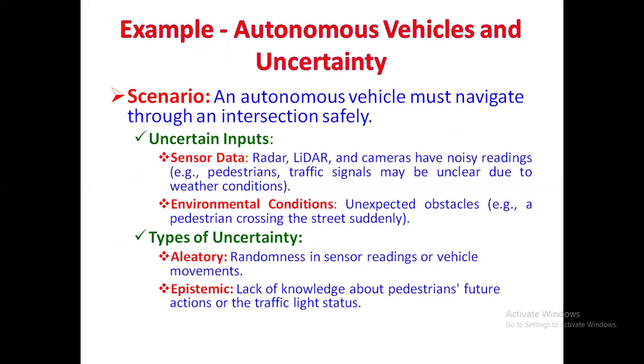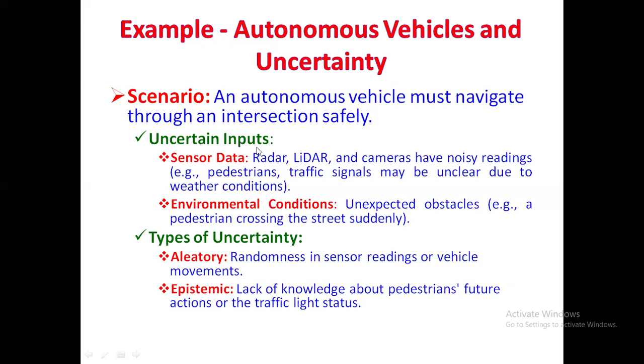Next, autonomous vehicles and uncertainty. The example is an autonomous vehicle and uncertainty. The first scenario: autonomous vehicles, which are designed to navigate safely without human intervention, face various types of uncertainty while operating in real world environments. For example, when an autonomous vehicle approaches an intersection, it needs to make decisions on whether to stop, slow down, or continue based on sensor inputs.